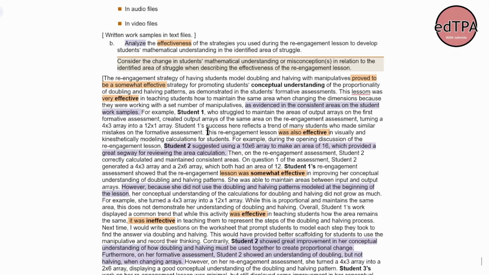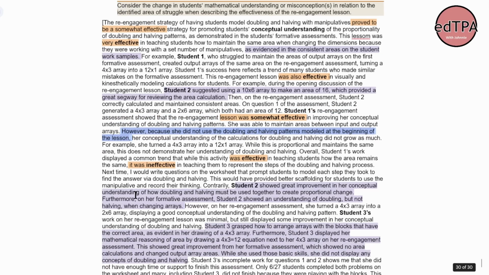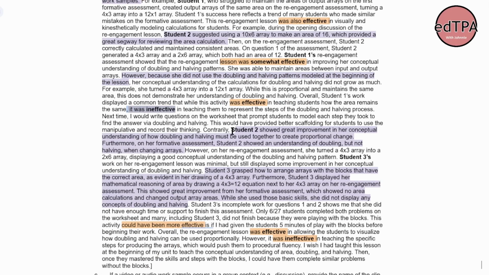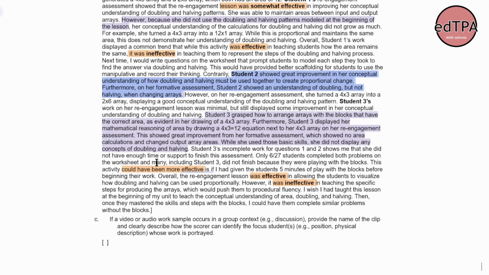Okay, and then some other area, the re-engagement lesson was also effective visually and kinesthetically. So giving some evidence from a student work. And then down here again, student 1's re-engagement lesson assessment showed that the re-engagement lesson was somewhat effective. And then giving some evidence about change as well. While this activity was effective in teaching students, it was ineffective in teaching them to represent the steps. And then again, describing actual students' work and how they were thinking and the changes of an understanding. And then again, evidence from student 3.